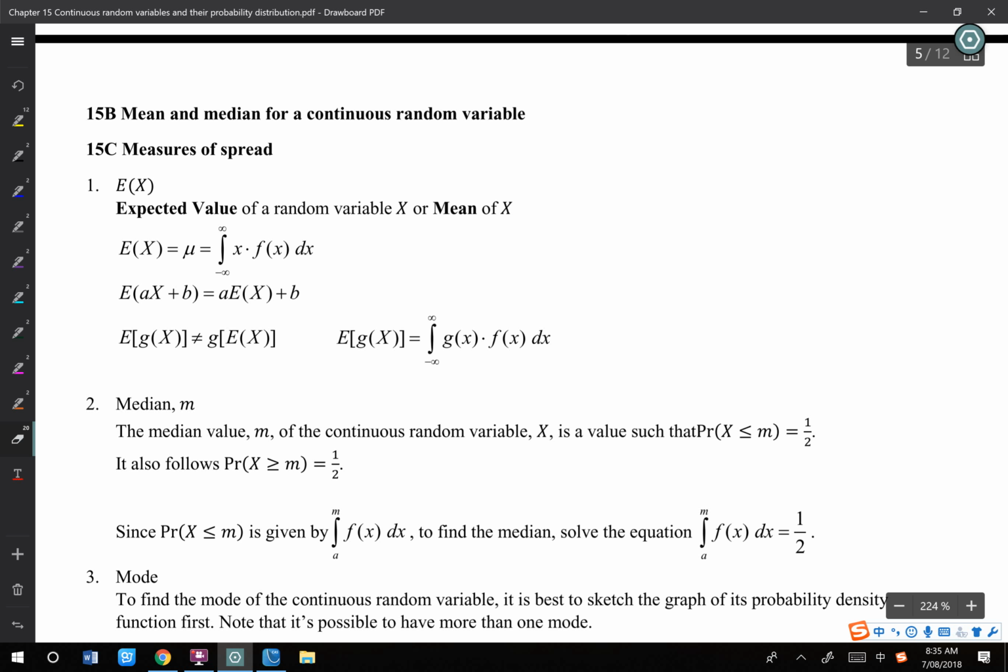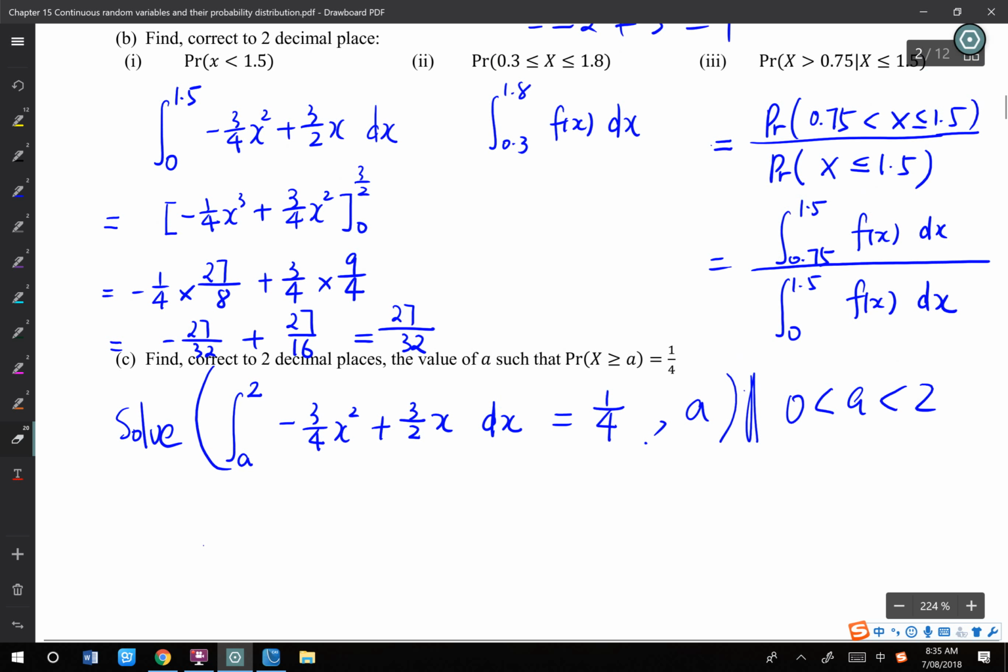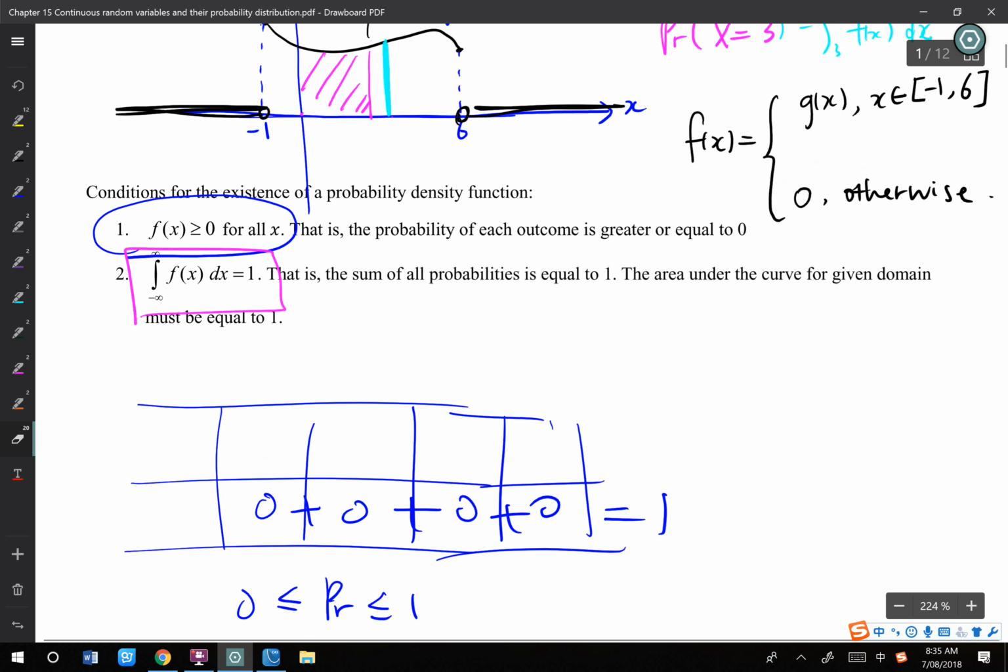Okay, so chapter 15 is actually very easy. What we have talked about yesterday: we talked about what is a continuous random variable and what is a density function. For the two conditions that make something a density function, the first is that the whole graph needs to be above or equal to 0. And the second condition is that the area under that curve must be 1 with the given domain.